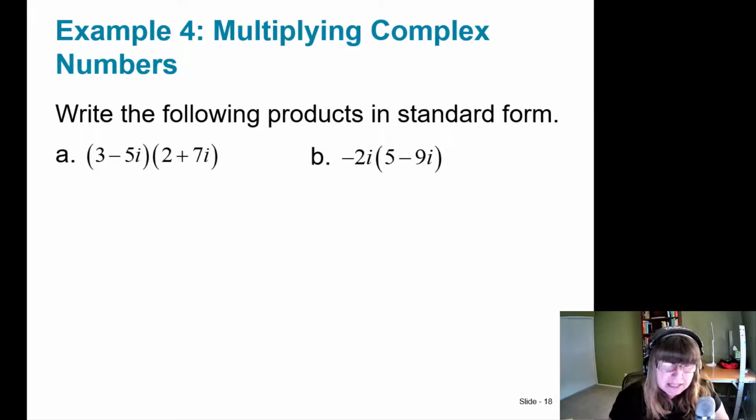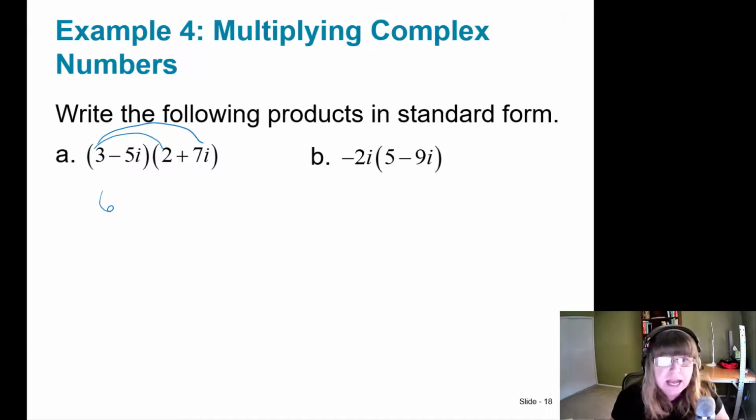3 minus 5i times 2 plus 7i. Now, I don't have that other formula memorized, and I don't mind foiling binomials like this, so I'm going to go ahead and use what I know about foiling, but then I want to make sure if I run across any i squareds that I change those over to -1s and maybe have to do a little bit more math. 3 times 2 is 6.